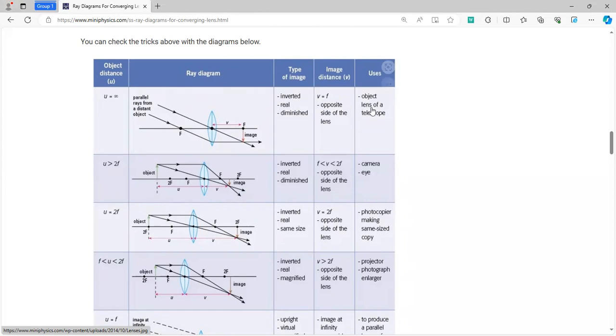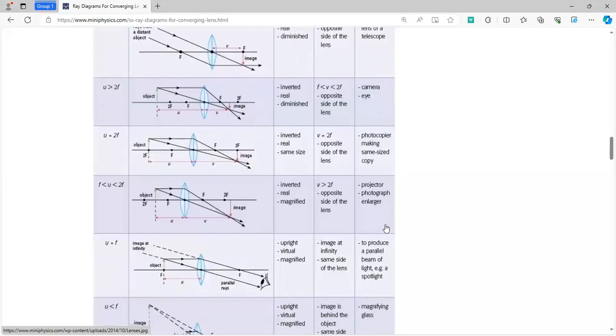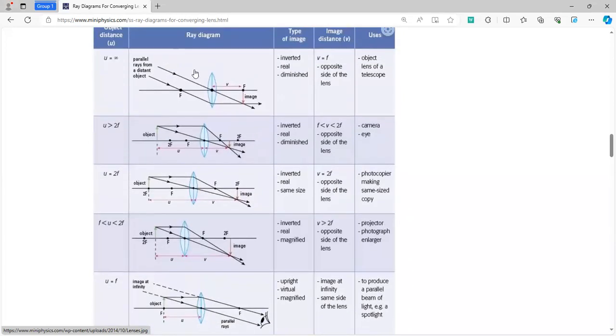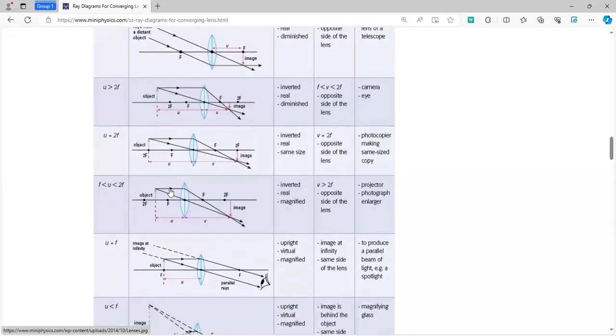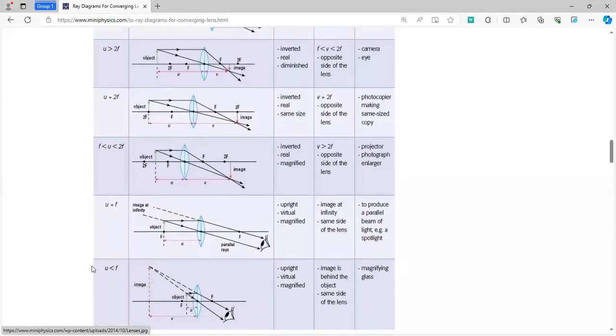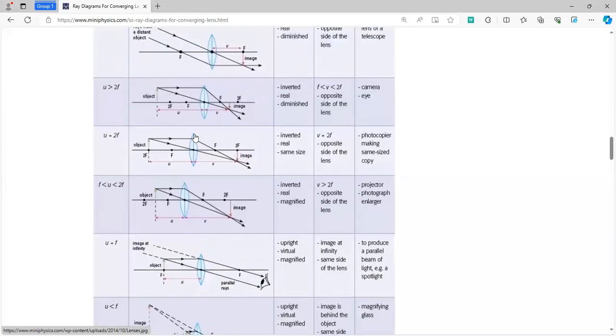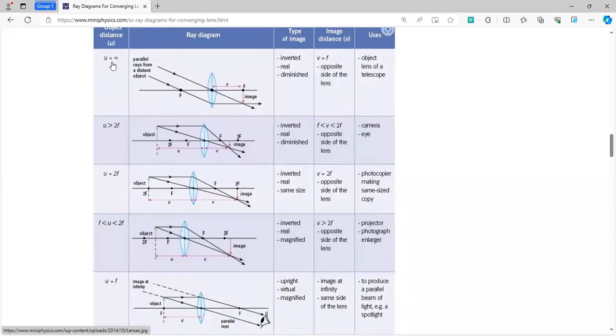And similarly, the uses of each of the following are extremely important. The key to remembering this is that you just need to remember the first three, and the last three will come on their own. You won't have to remember these because they're the exact opposite. For example, we know that an object placed at infinity has its image produced at the focal point. So it is exactly opposite in point number five: if the object is placed at the focal point, then the image will be at infinity.